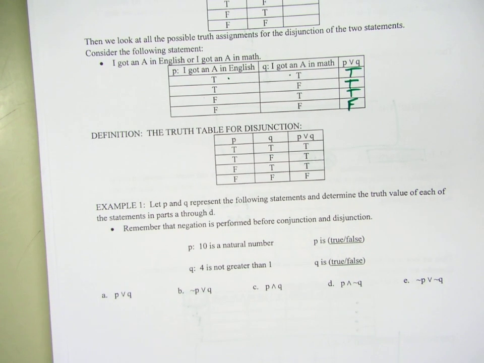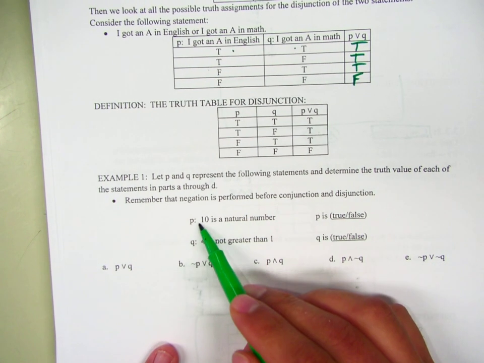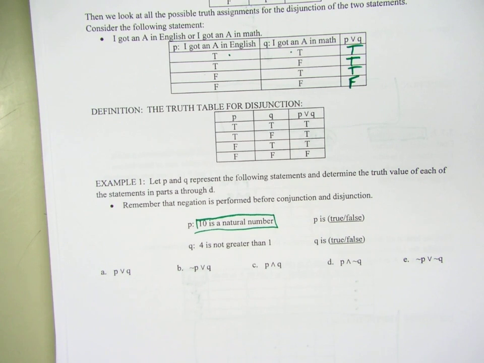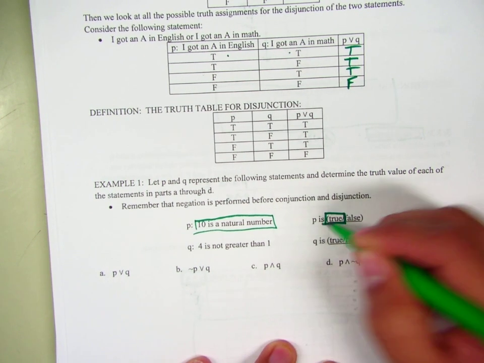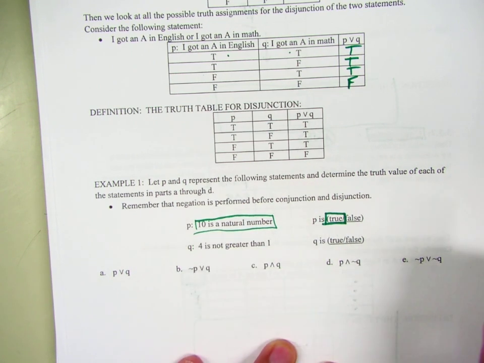So now, how does this help us? Well, let's see if we can figure this out. Someone says 10 is a natural number. 10 is a natural number. Is that true or false? True. So we're going to go ahead and say that P has a truth value of true, right?